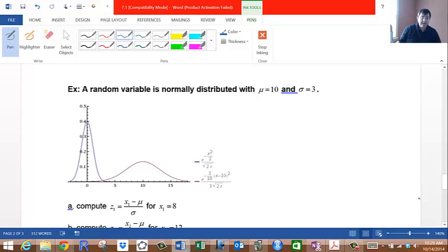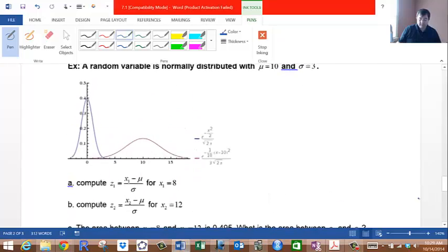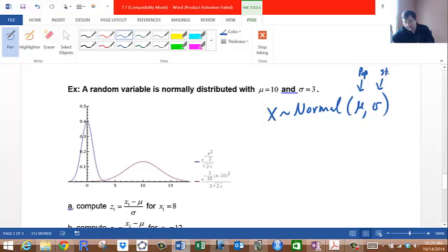Okay, so I wanted to show you a quick example here of what we're going to be doing. So let's say that we have a normally distributed random variable. So what we say here is X follows a normal, like we did for the binomial, with two parameters: the population mean and the population standard deviation. Okay, the mean is 10, the standard deviation is 3.